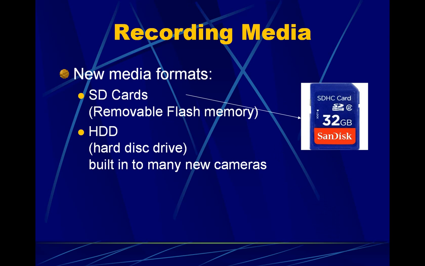The new media formats we have, there's 2 types. There's SD cards, which are removable flash memory. It's very, very common. And then we have HDD, which is hard disk drive, which is built into many of the new cameras.